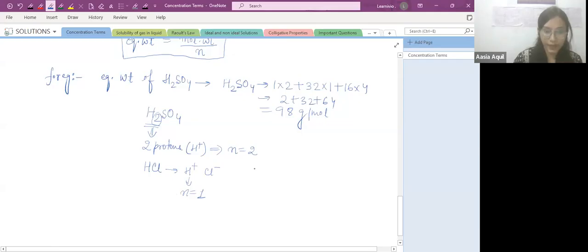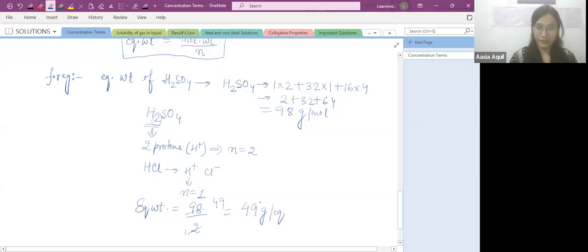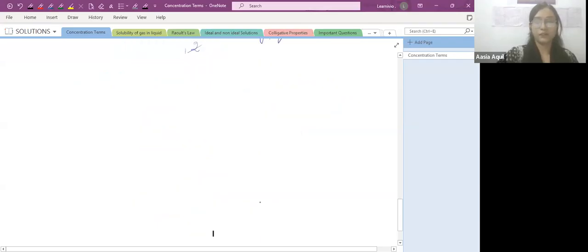Okay. So what will be the equivalent weight? Equivalent weight of H2SO4 will be, molecular weight 98 divided by 2, right? H2SO4 n factor is 2. So from here it will be 49. 49 gram per equivalent, you will say. Got it? I hope it's clear. Don't forget it. It's very basic. Okay. So now I hope it's all clear. Now let's move to the next topic.